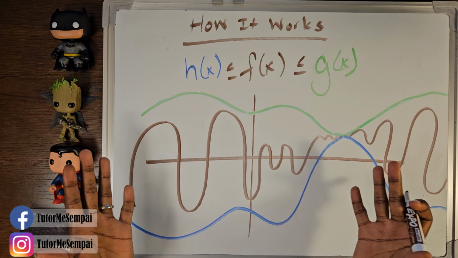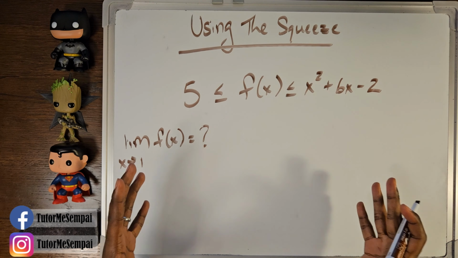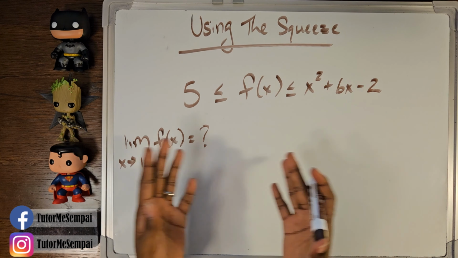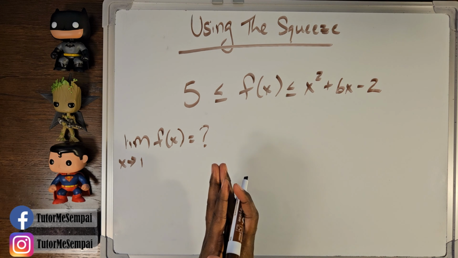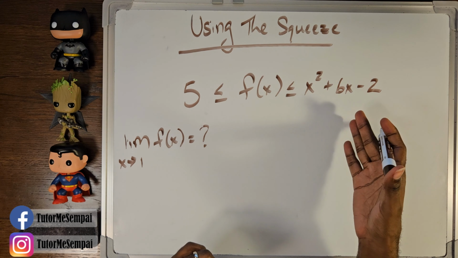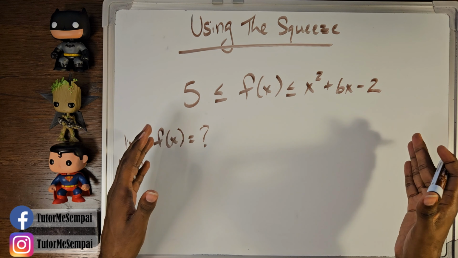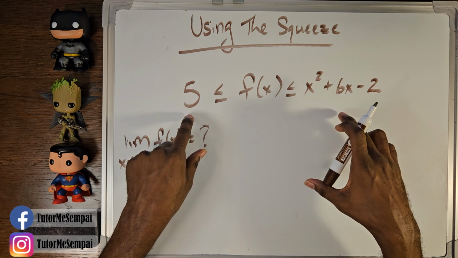So now we know how it works, let's try this out on a rather generic example. Let's say we have this function f of x. It's some generic f of x, but we know something about it. We know that it's always going to be bounded by 5 and x squared plus 6x minus 2 in this fashion. Always, all of its values are going to be between these 2 bounds.